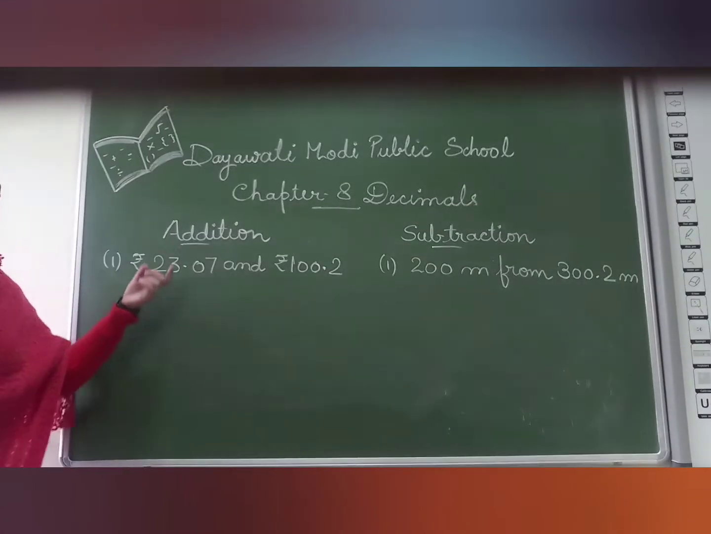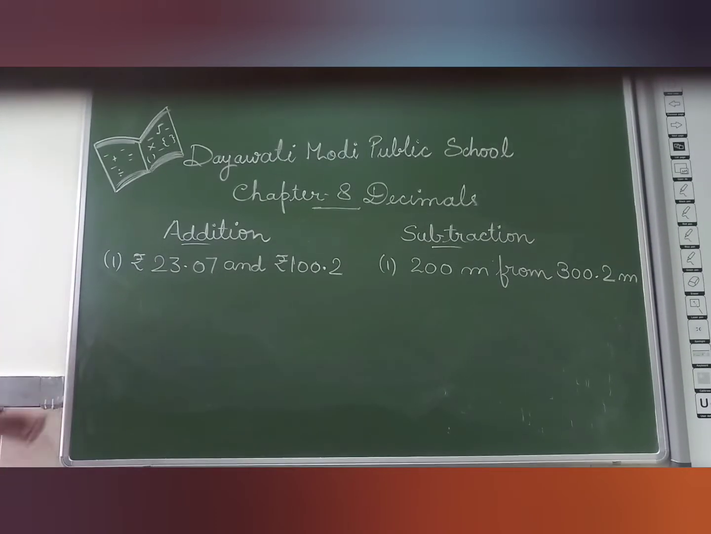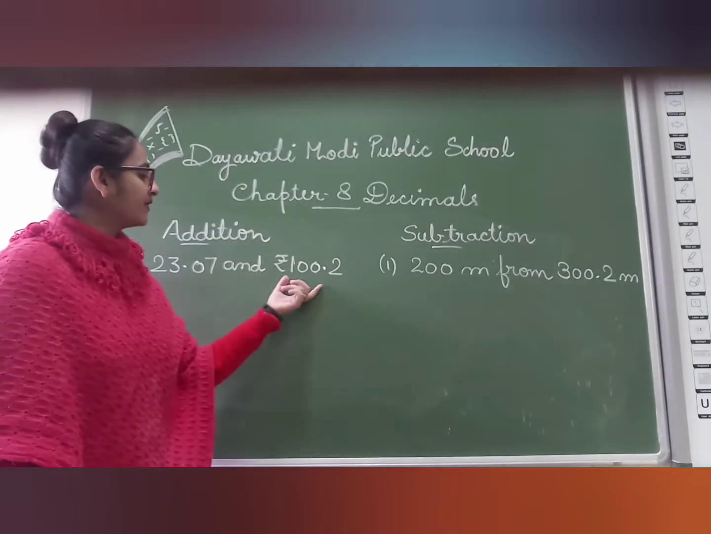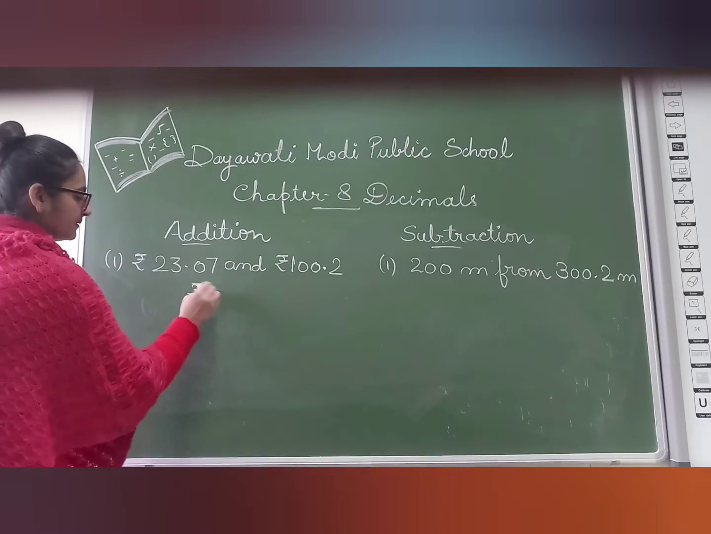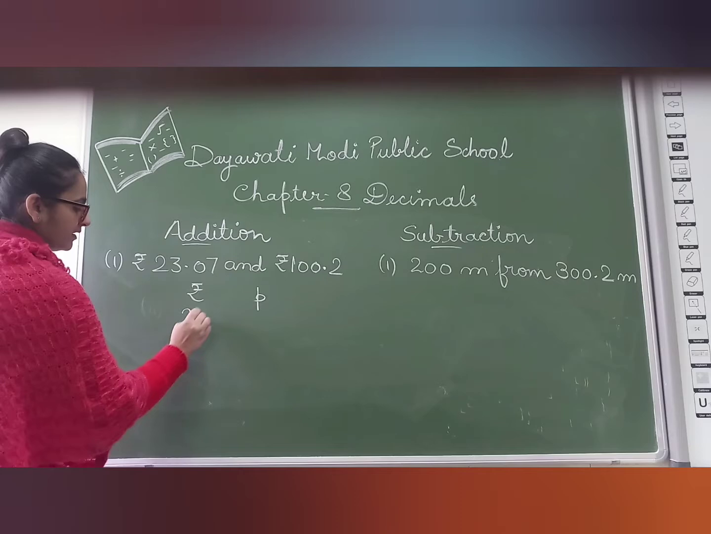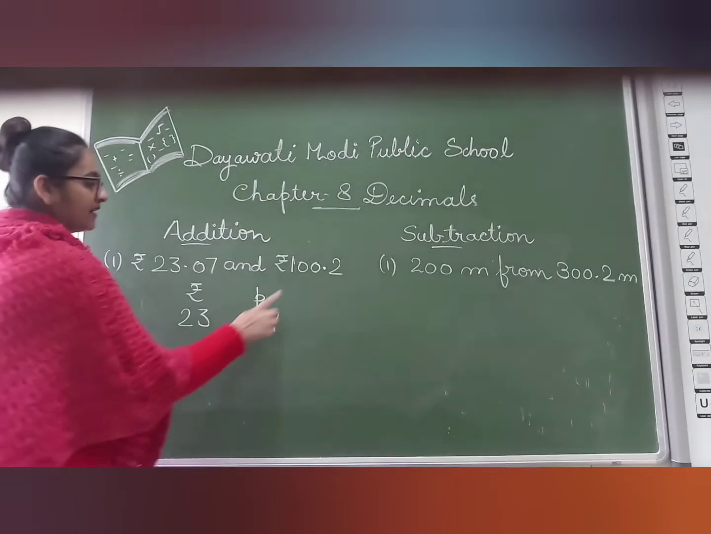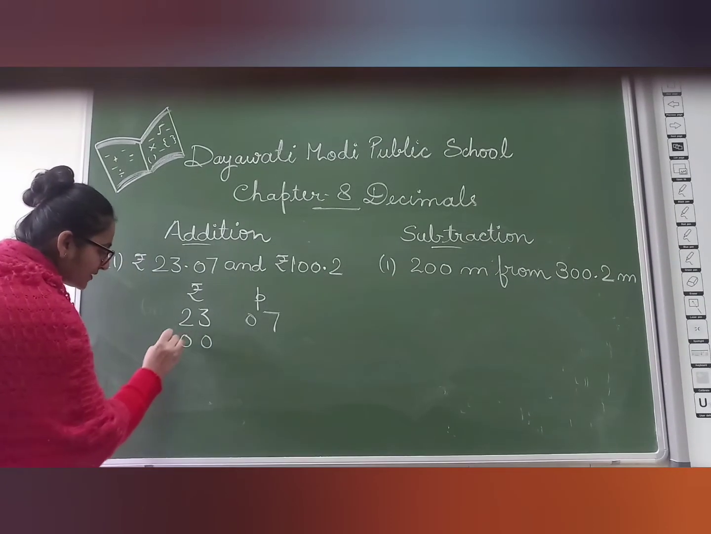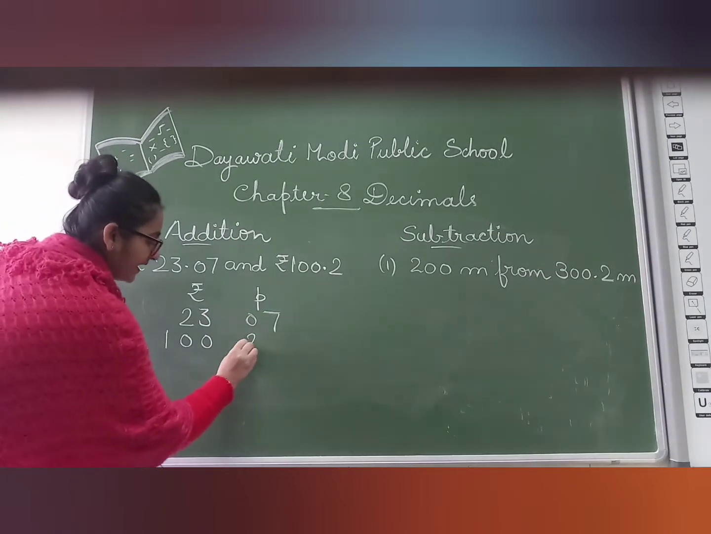Now you can do addition and subtraction on the basis of decimals. So here we have the first question, rupees 23 and 7 paise and rupees 100 and 2 paise. So we will write rupees and paise. So 23.07. Now you have to add 100 rupees and 2 paise to this. So we will write 100.02.